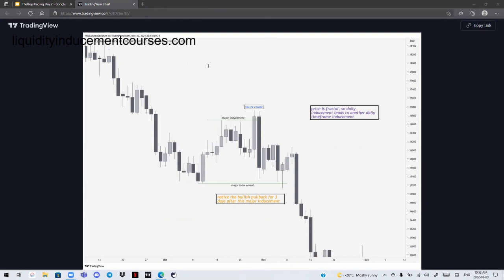So as I was saying though, weekly and daily highs and lows, whenever they're broken, are considered major inducement. Weekly, monthly, and daily highs, but I don't look at the monthly time frame to tell you about the monthly, but they're all major inducement.